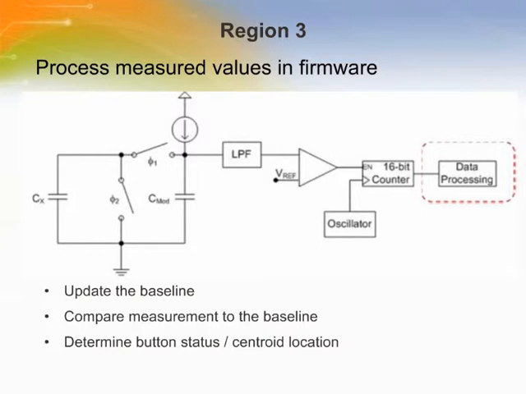Finally, during region 3, the scanning is completed. Data processing is performed on the output of the counter and compared to a baseline. This comparison determines the status of a button, or in the case of a slider or touchpad, the location of the centroid. During this time, that steady-state baseline is also updated. The baseline is dynamic, which helps the sensing method account for environmental condition changes like temperature and humidity.